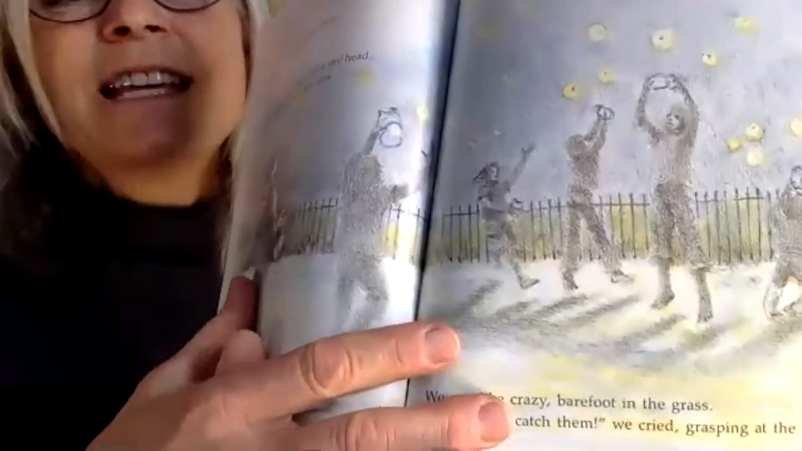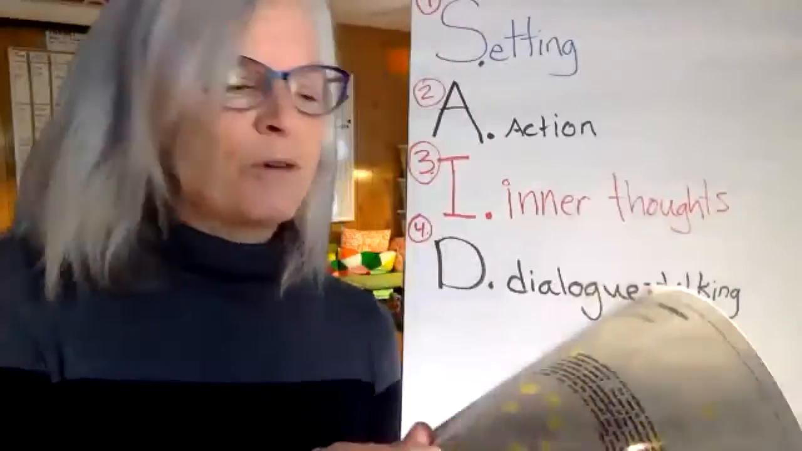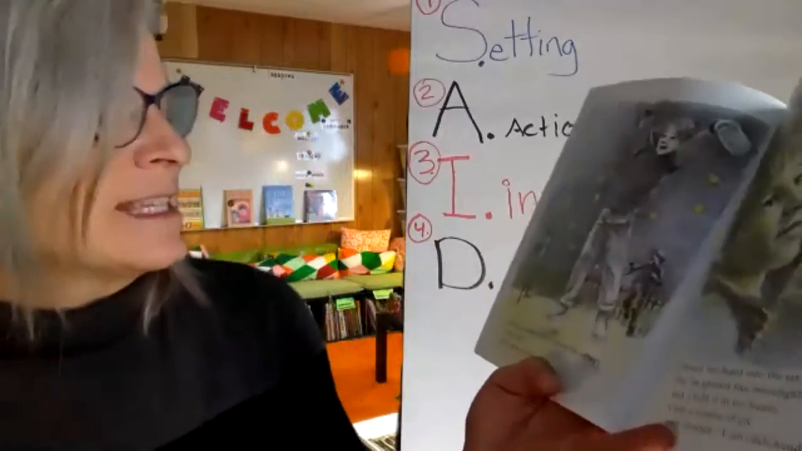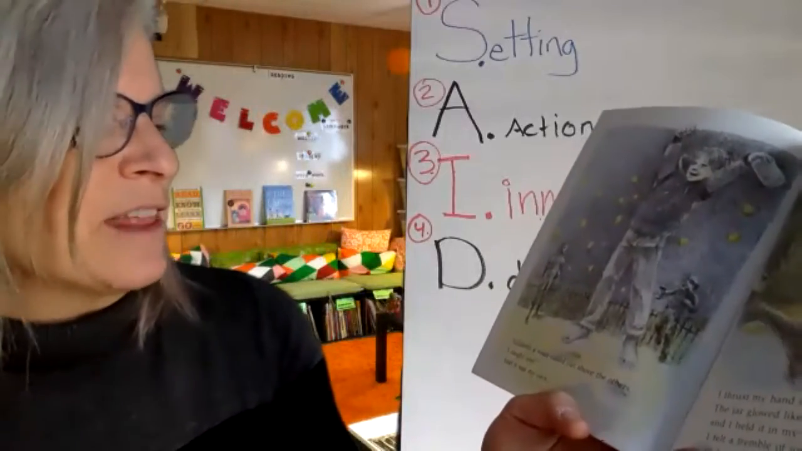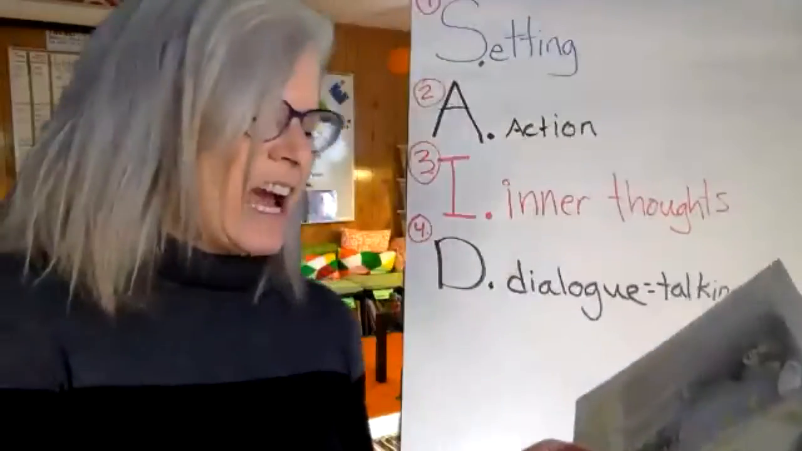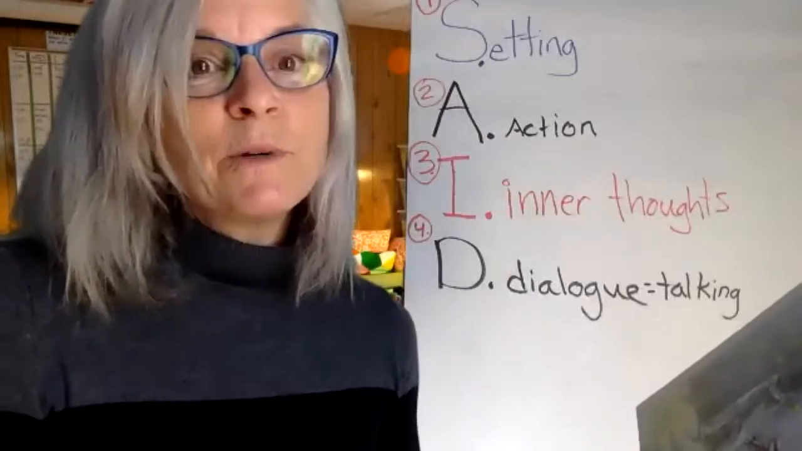Do you see how she's showing inner thought, both with her pictures and her words? "Suddenly," I love this page. "Suddenly, a voice called out above the others. I caught one, and it was my own. I thrust my hand into the jar and spread it open." She has really great word choice.